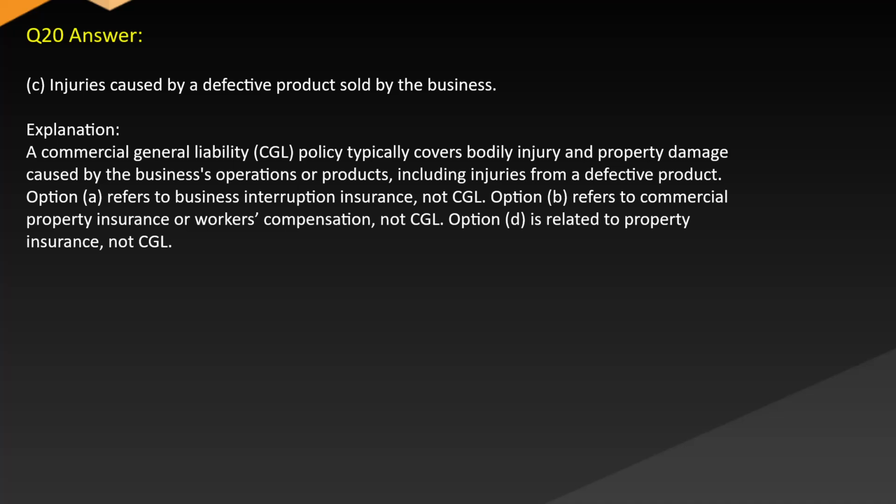Option A refers to business interruption insurance, not CGL. Option B refers to commercial property insurance or workers' compensation, not CGL. Option D is related to property insurance, not CGL.